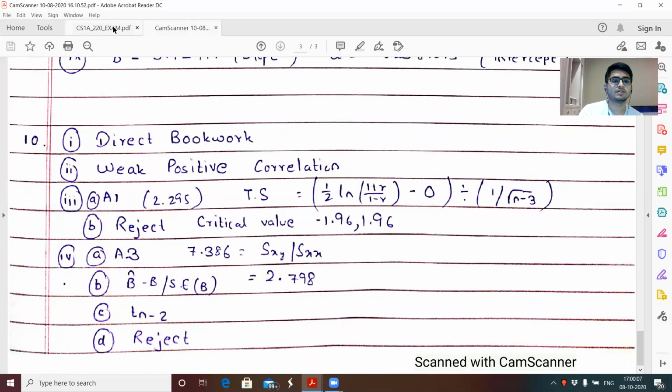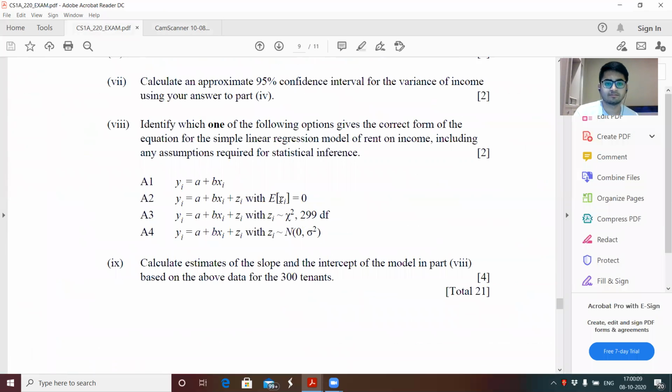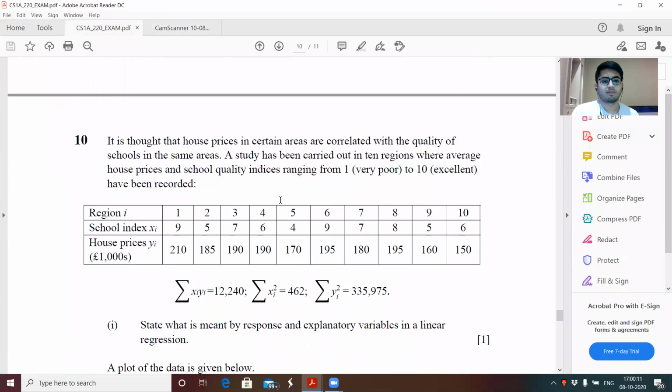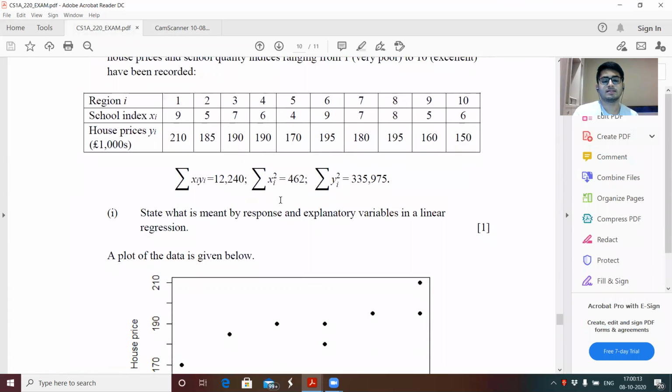Moving to the last question, question 10. So first part is state what is meant by response and explanatory variables in a linear regression. It's a direct bookwork.